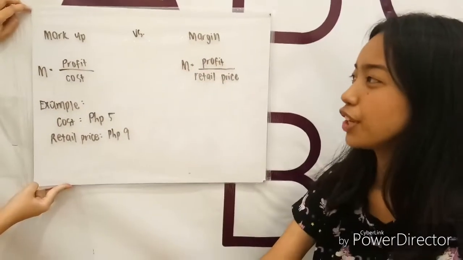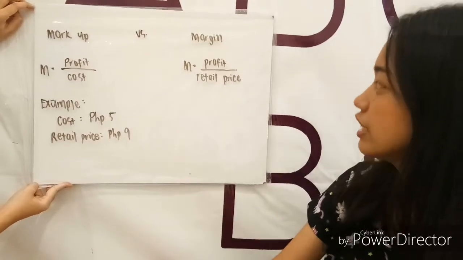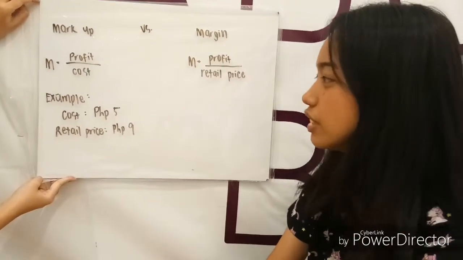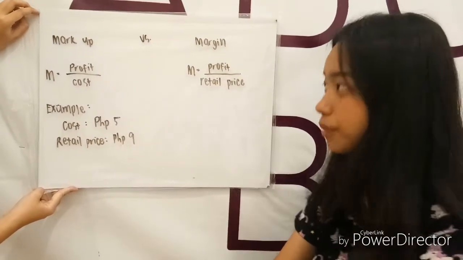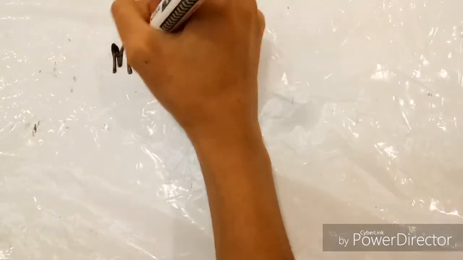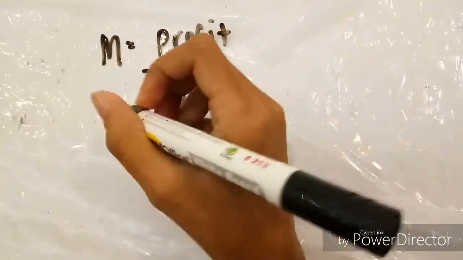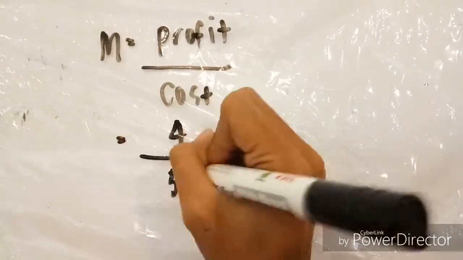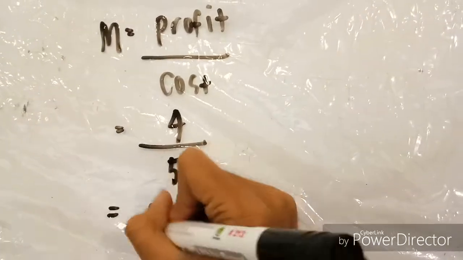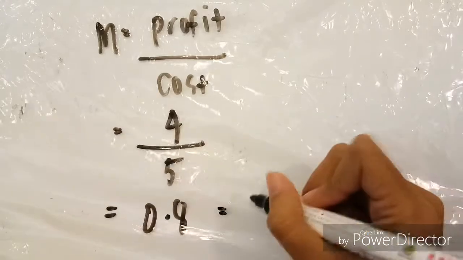Markup versus margin. The formula in getting the markup is equal to profit over cost, and in margin, it is equal to profit over retail price. So, for example, the cost is 5 pesos and the retail price is 9 pesos. For the markup, we will use the formula M is equal to profit over cost. So, profit will become 9 minus 5 is equal to 4 over 5 pesos. And the answer will be 0.8, and we will move 2 decimal places to the right.